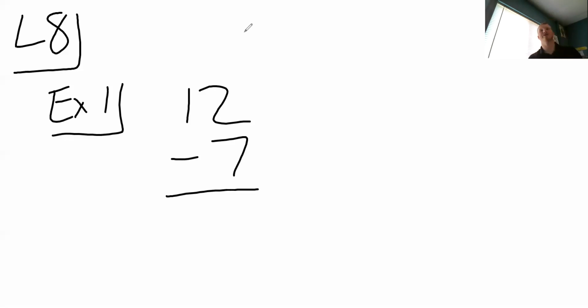Another way I like to do it is I would just say 8, 9, 10, 11, 12. I would just count up from there. My answer would be 5. That's what I do in my head, or I will use my fingers because the finger method is usually pretty consistent. Okay, so that is example number 1.